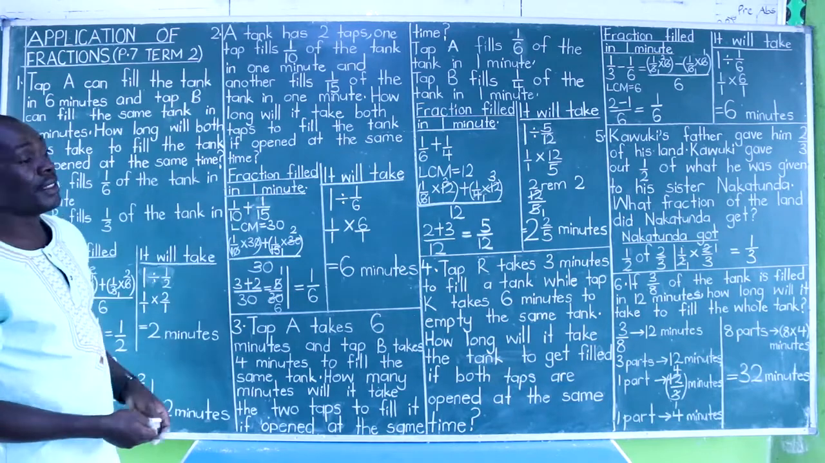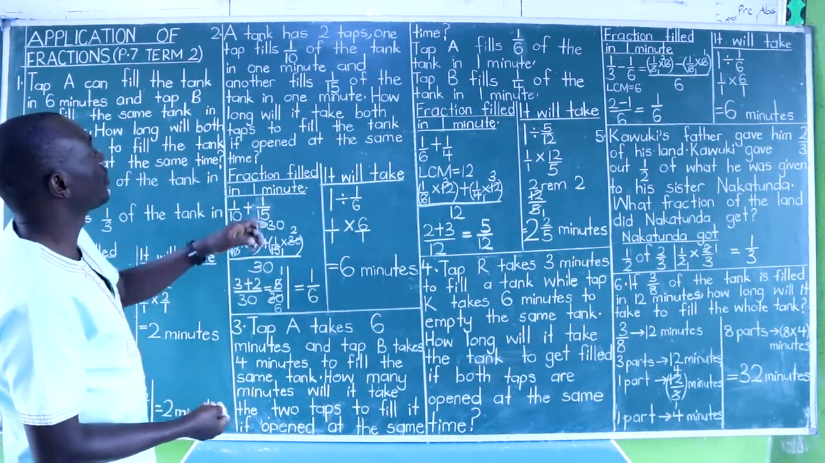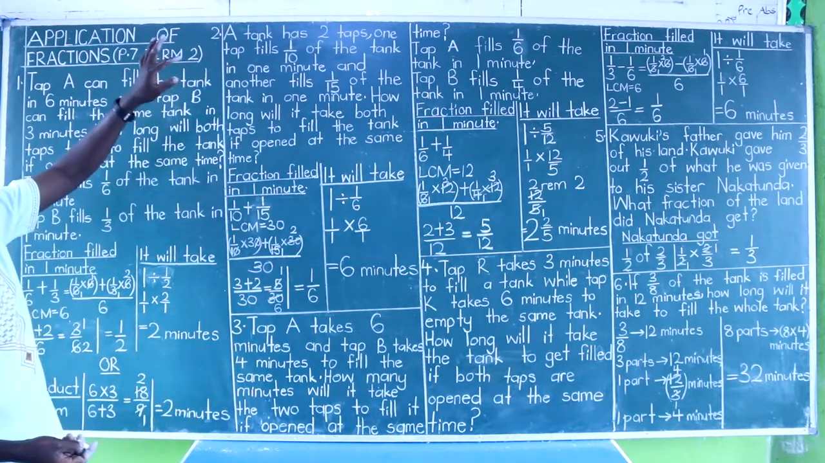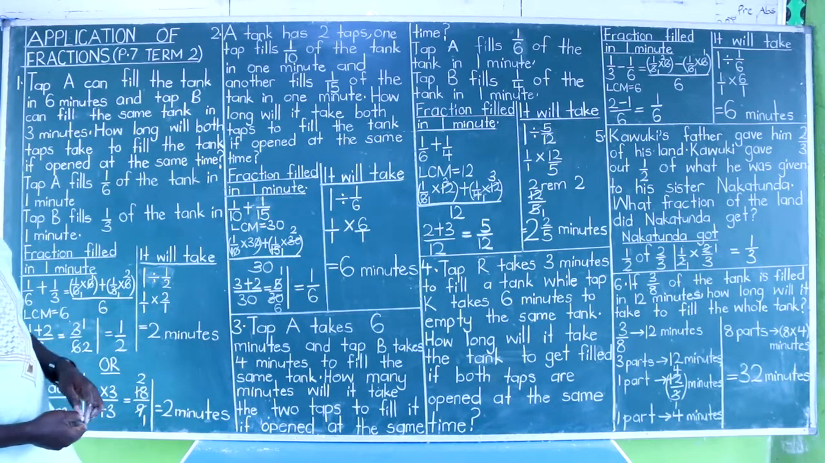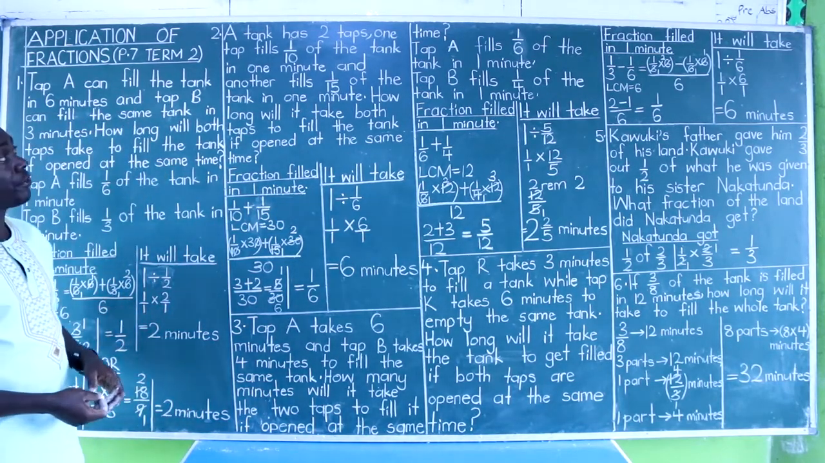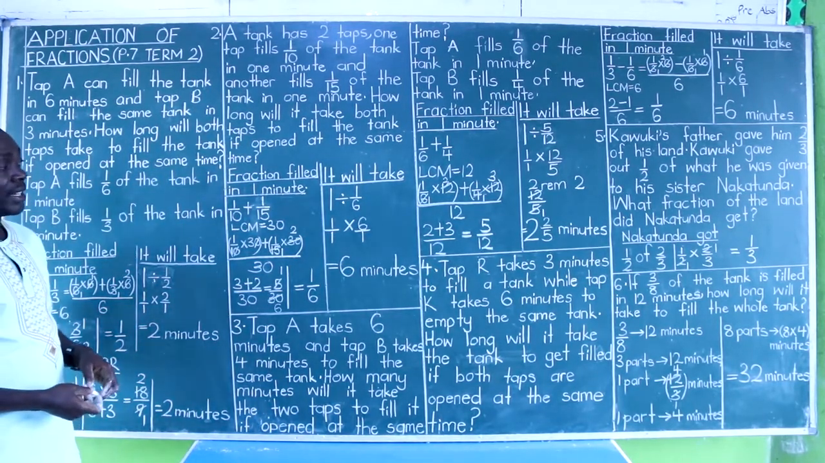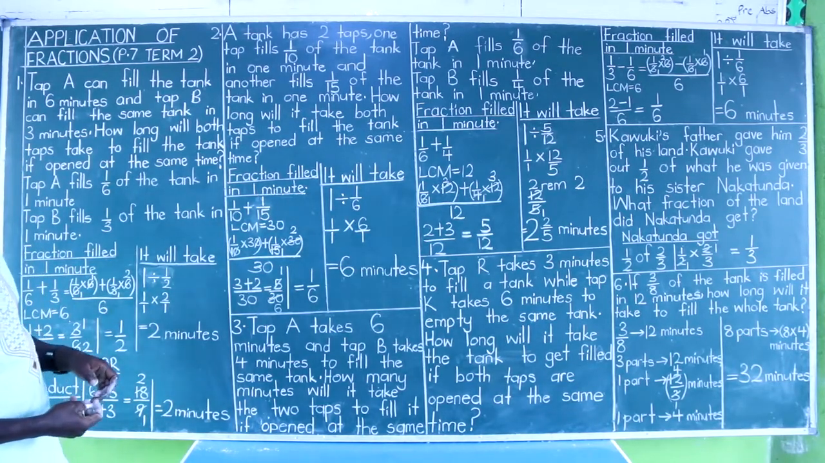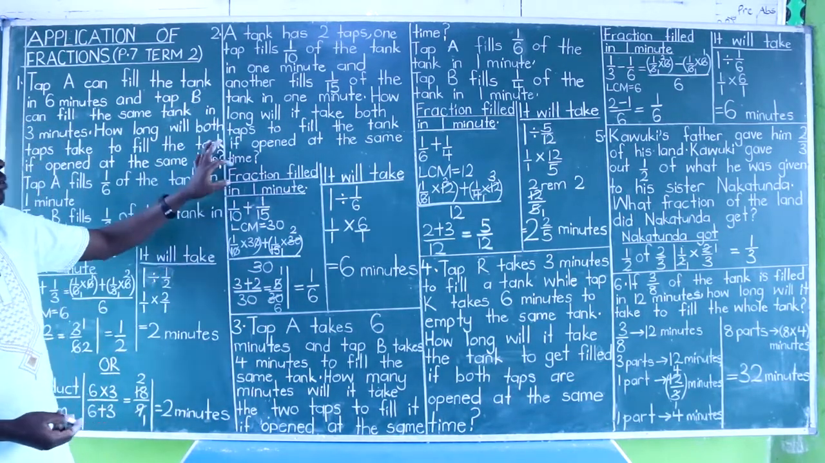As we look at the second example that reads, a tank has 2 taps. One fills a 10th of the tank in 1 minute, and another fills a 15th of the tank in 1 minute. The main question reads, how long will it take both taps to fill the tank if opened at the same time? Here, it's very easy, for the fractions are brought directly, whereas in number 1 we had to sense the number was application of fractions. But here, because both are filling, we shall start with the addition.